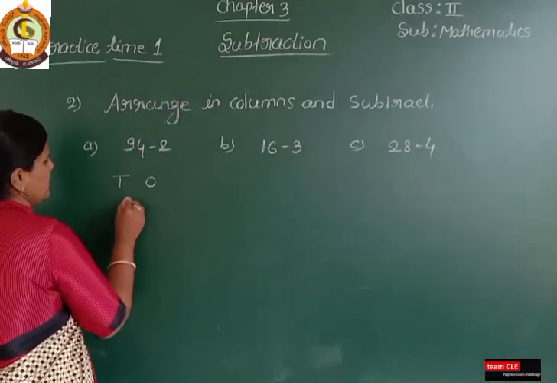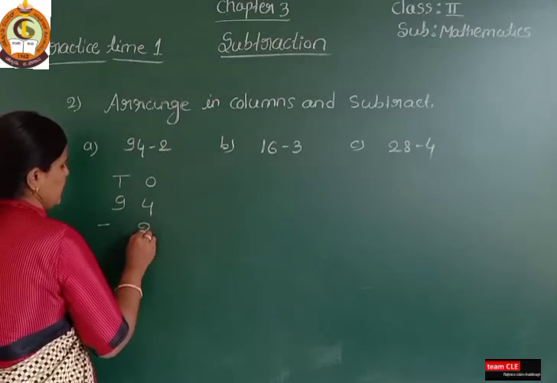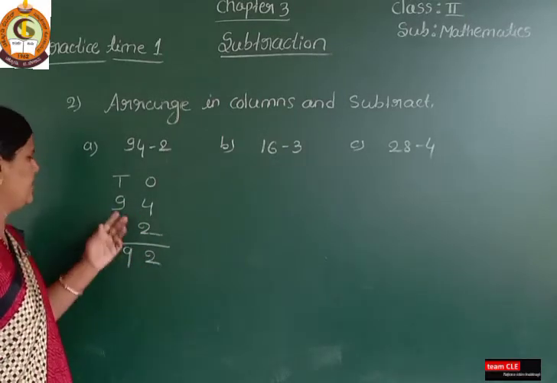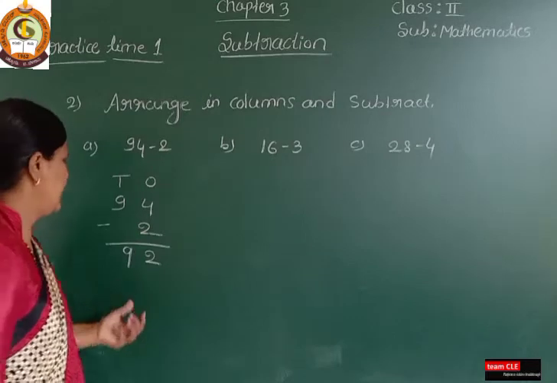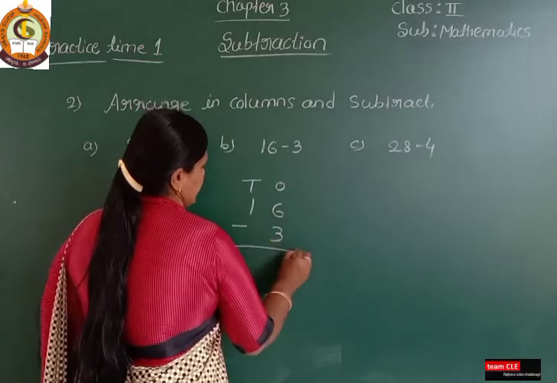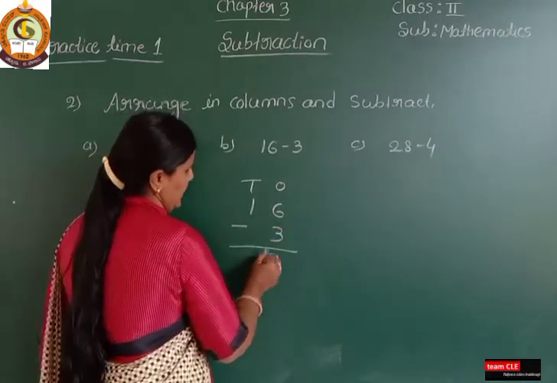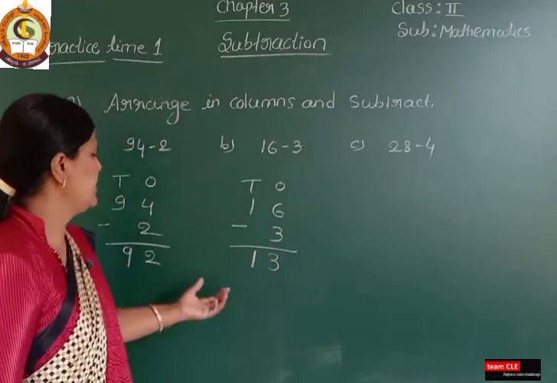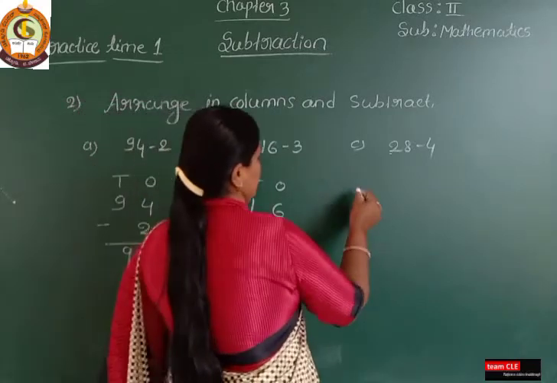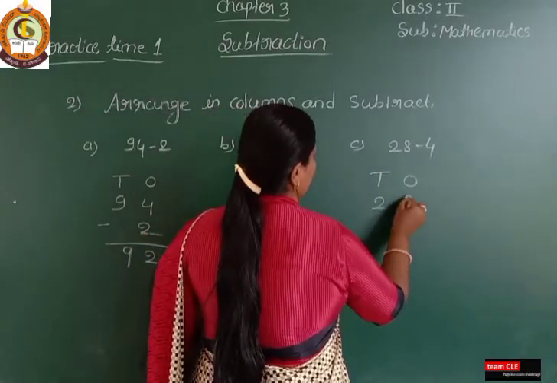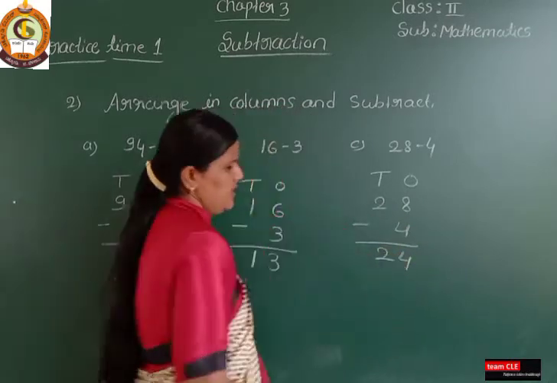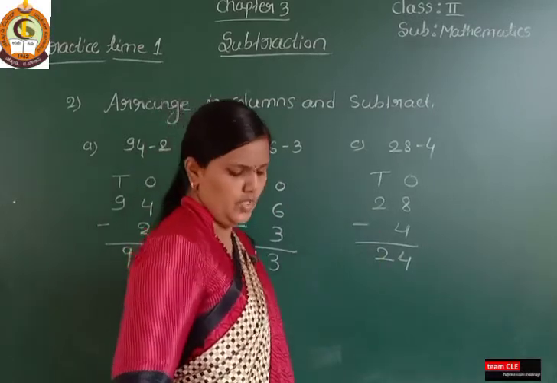Tens, ones, 94 minus 2. 4 minus 2 is how much? 2, and write that 9 here as it is. That is 94 minus 2 is equal to 92. Next, 16 minus 3. 6 minus 3 is how much? 3, and write that 1 here as it is. So the answer is 13. 16 minus 3 is equal to 13. Next, C1. 28 minus 4. 8 minus 4 is 4, and write that 2 here as it is. That is 28 minus 4 is equal to 24.